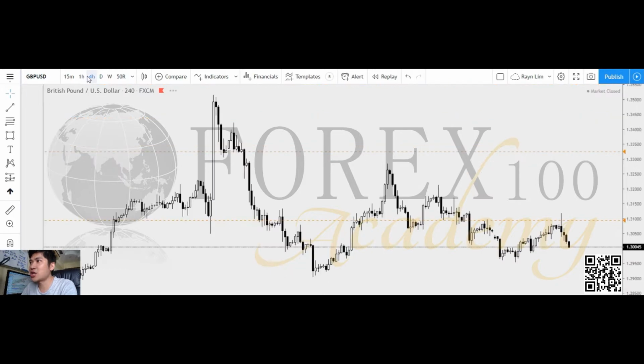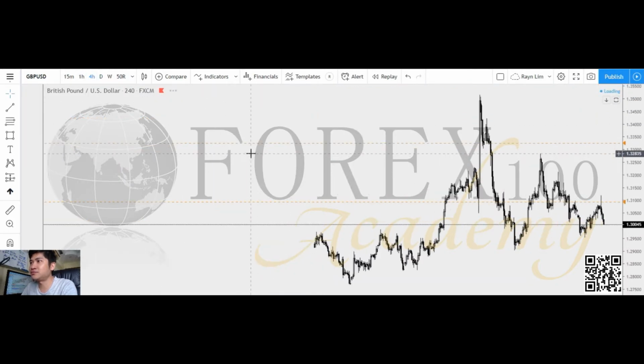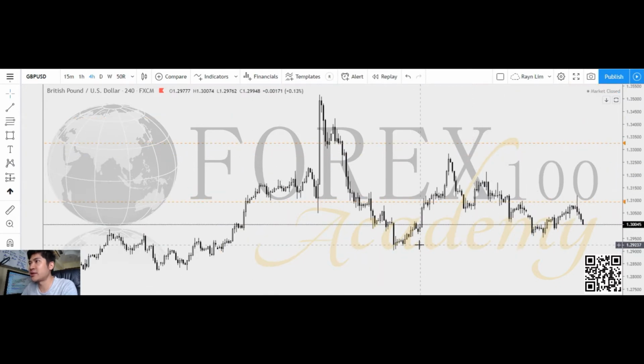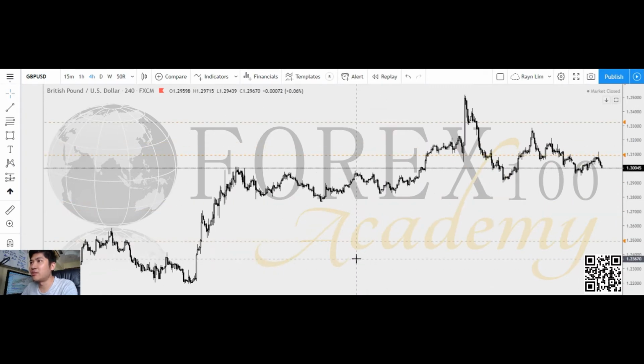To the 4-hour chart. On the 4-hour chart, overall trend, let's have a look. It's also on a bullish trend. As long as it doesn't break the similar price, it is good, it is fine.